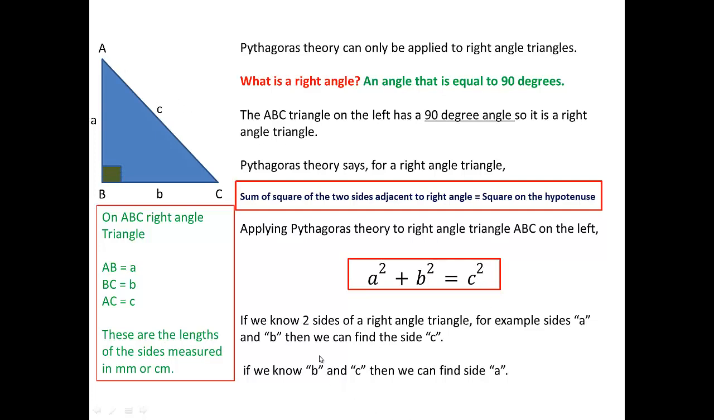On the other hand, if we know side b and side c, which is one side adjacent to the right angle and the hypotenuse, then we can find the other side, which is adjacent to the 90-degree angle. All we have to do is square the sides that we know and substitute into the formula. Then we can make the unknown the subject of this Pythagoras formula to find the value of it. By taking the square root, we can find the unknown value.